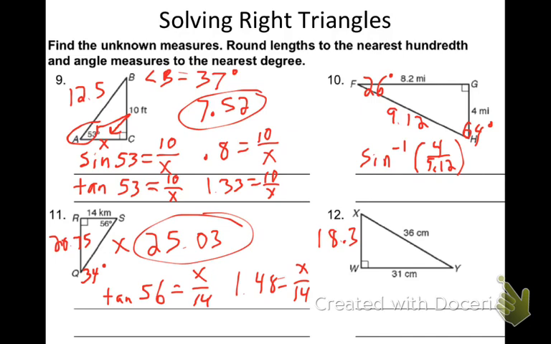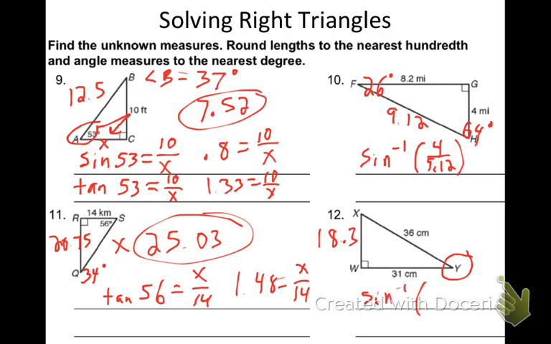Now the next part. Now I need to find the angle measures. I can do any angle, whichever one you want. Keegan, which angle would you like to find? Let's do y. Keegan, which trig function would you like to use? Sine. So I'm going to do sine inverse now, because I need to find the angle.